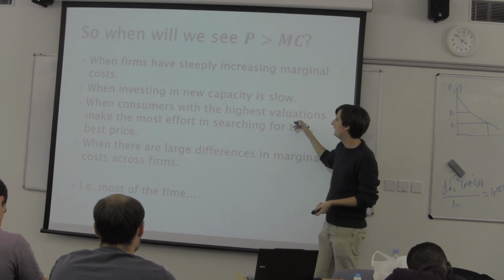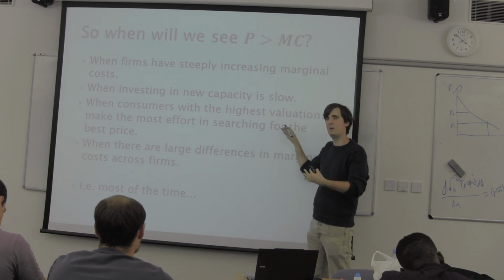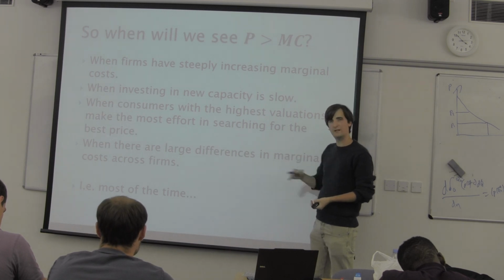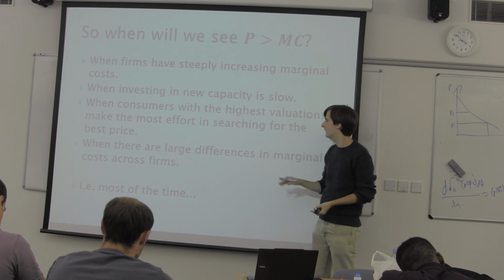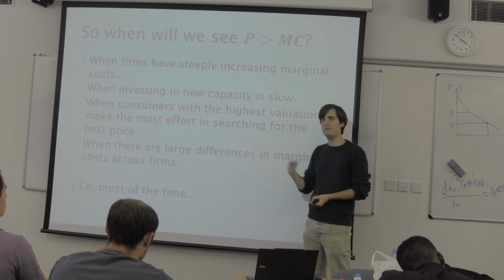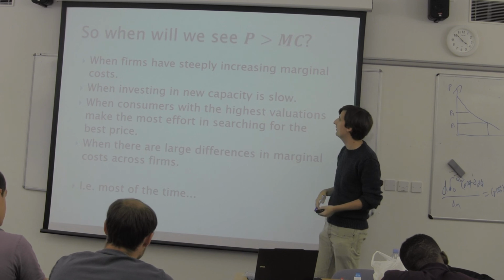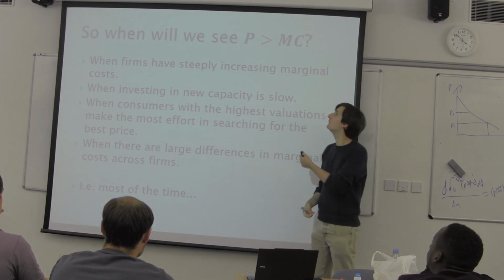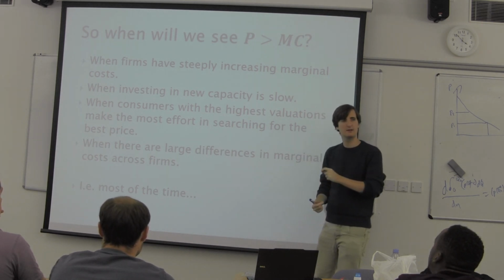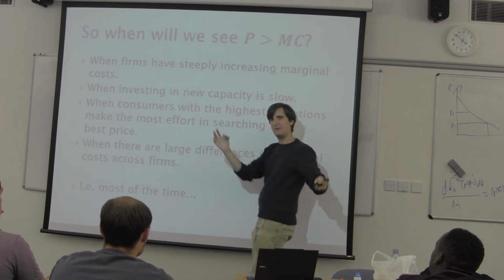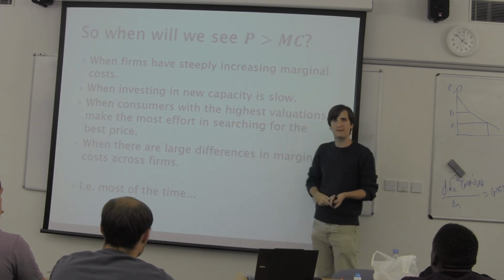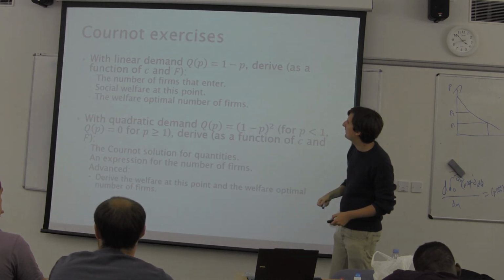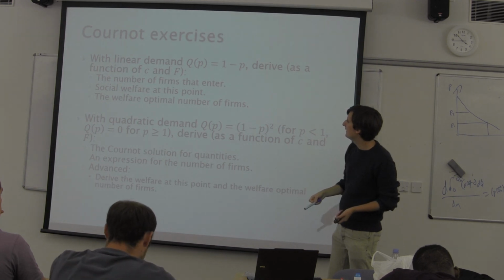It's going to be more true when consumers with the highest valuation actually end up buying the goods. And it's going to be more true when there are large differences in marginal cost across firms. If there are large differences in costs across firms, then even Bertrand competition does not indicate price equal to marginal cost. So really, price bigger than marginal cost is the rule rather than the exception. Perfect competition is this ideal, but there's no good reason to expect it to happen in reality.